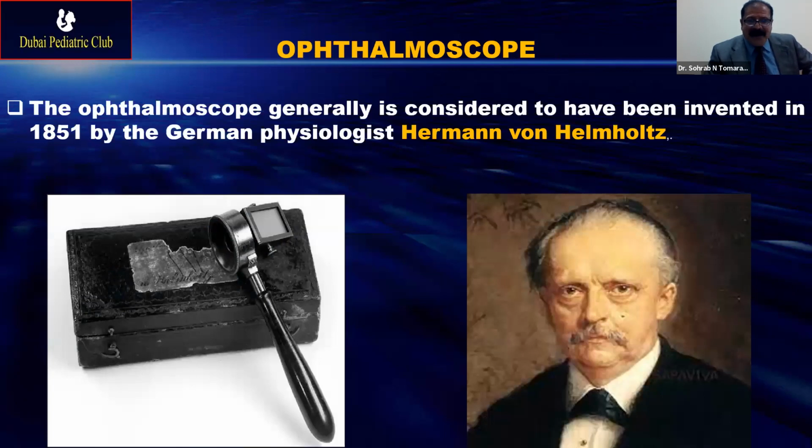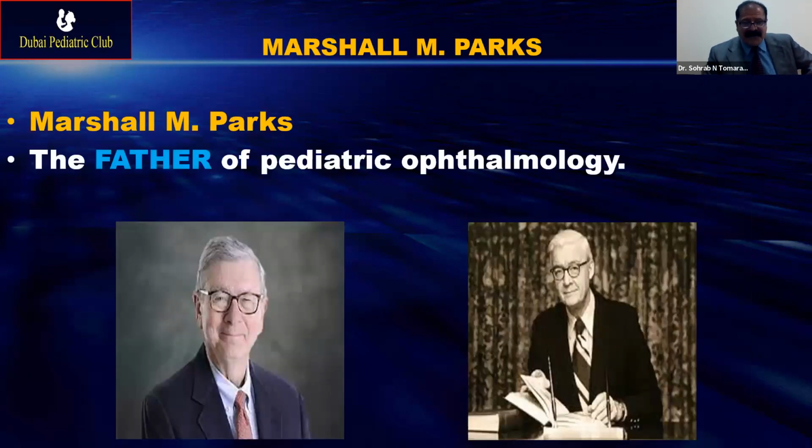Well, about the ophthalmoscope, we are talking a lot. The ophthalmoscope is generally considered to have been invented in 1851 by the German physiologist Hermann Helmholtz. This is his ophthalmoscope. Well, about our question, Dr. Marshall Parks is considered the father of pediatric ophthalmology. Those who have answered right, Mr. Tawfiq will give them a prize.